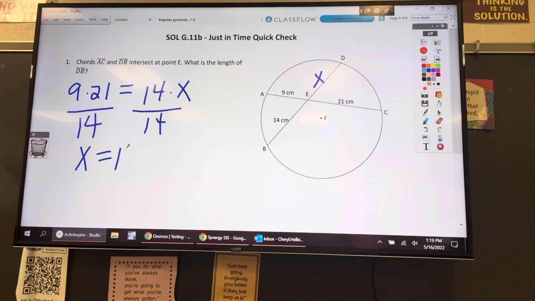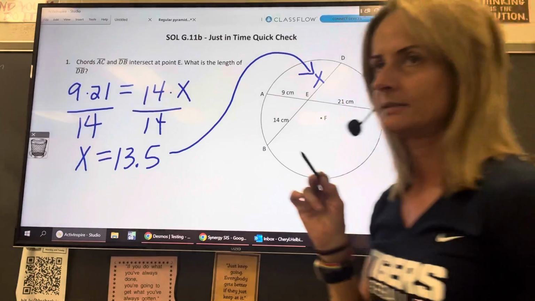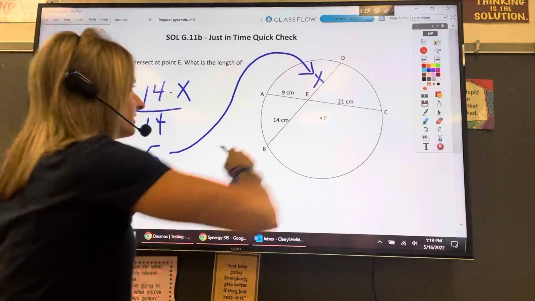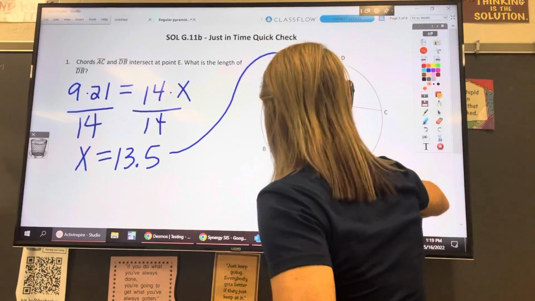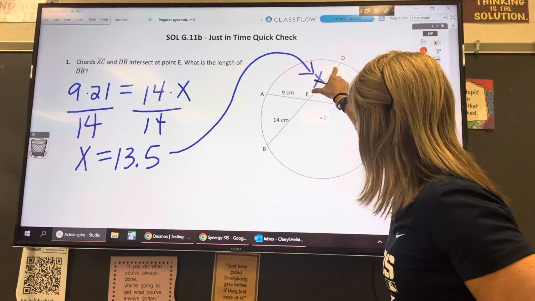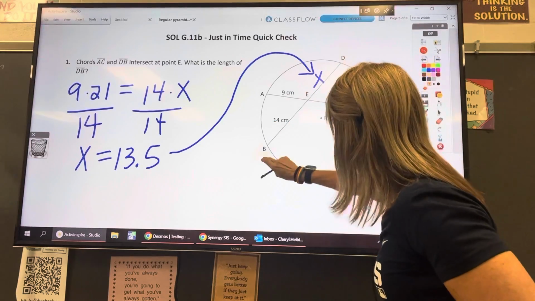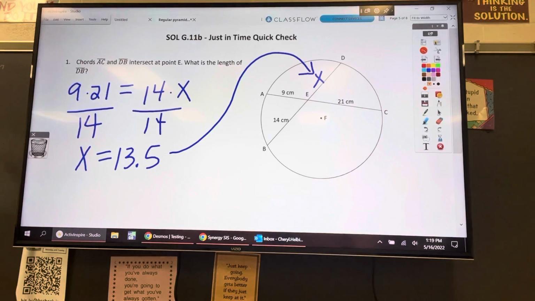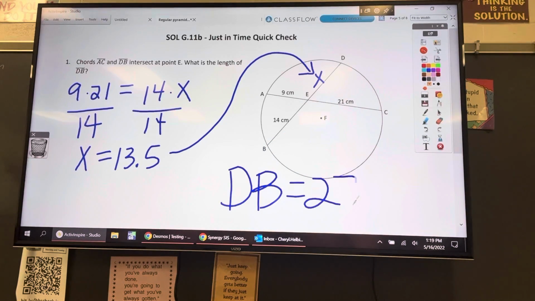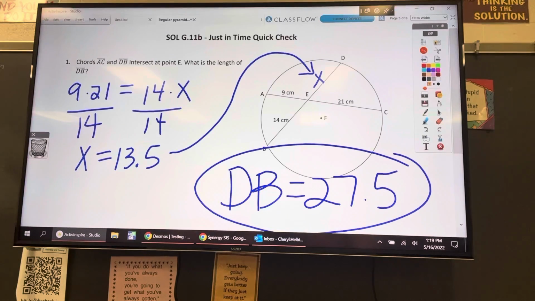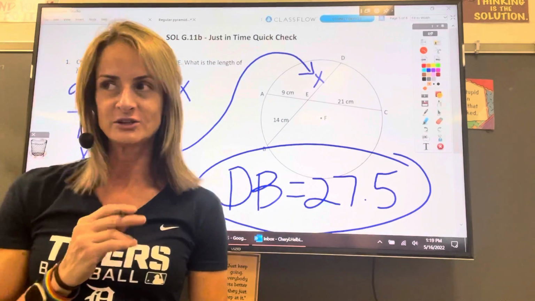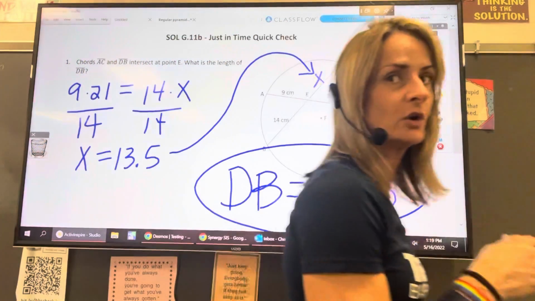Now, I want you guys to notice something. X is 13.5. This problem is not asking for X. It is actually asking for the length of DB, which means that this segment is 13.5 and this one is 14. So DB equals 13.5 plus 14, so 27.5. I can guarantee you that if this was an SOL question, that 13.5 would be one of those distractor answers. So you have to make sure you're answering the question that they ask.